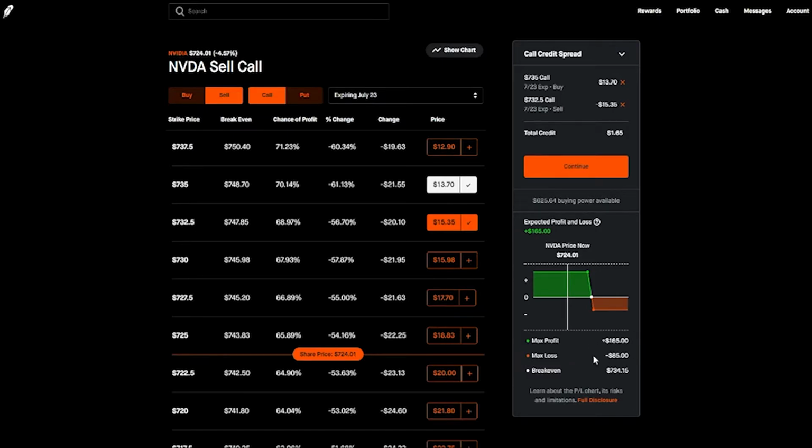This is the way I like to trade credit spreads: to have my max loss be less than max profit. Sometimes it's possible, sometimes it's not. But the minimum I try to go for is like a 2-to-1 ratio. So for example, say I was making $100 profit here, then my max loss would need to be 200 or something like that to make it worthwhile.